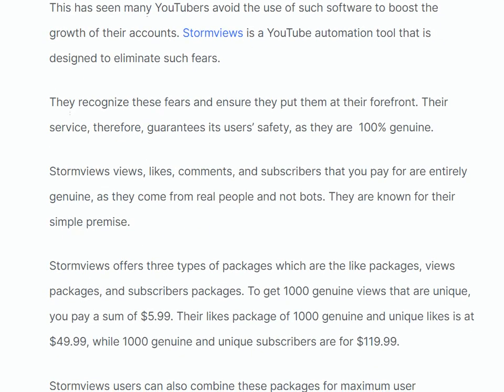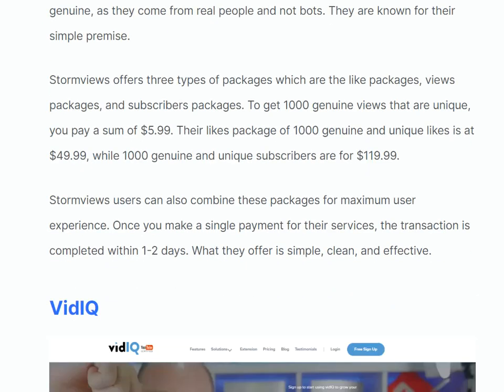They are known for their simple premise. Storm Views users can also combine these packages for maximum user experience. Once you make a single payment for their services, the transaction is completed within 1 to 2 days.